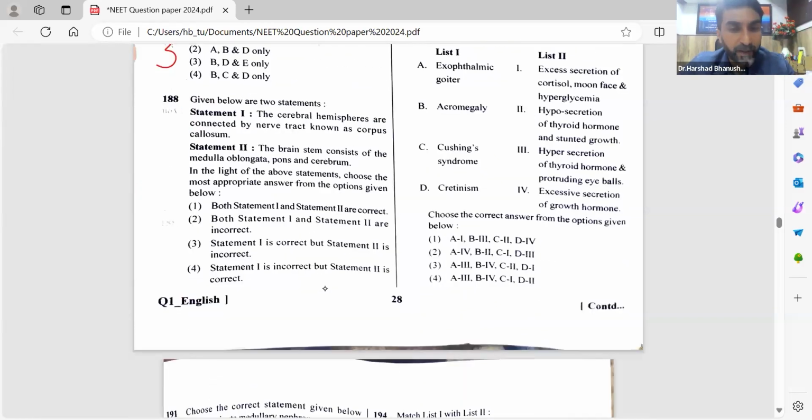Cerebral hemispheres are connected by a corpus callosum. That's correct. Brainstem: cerebrum is not a part of the brainstem. So this is wrong. So statement 1 is correct. Statement 2 is incorrect. The answer would be option number 3.